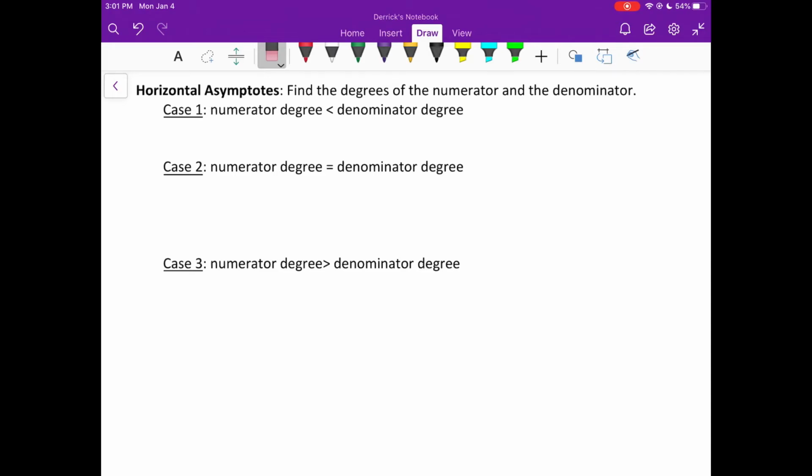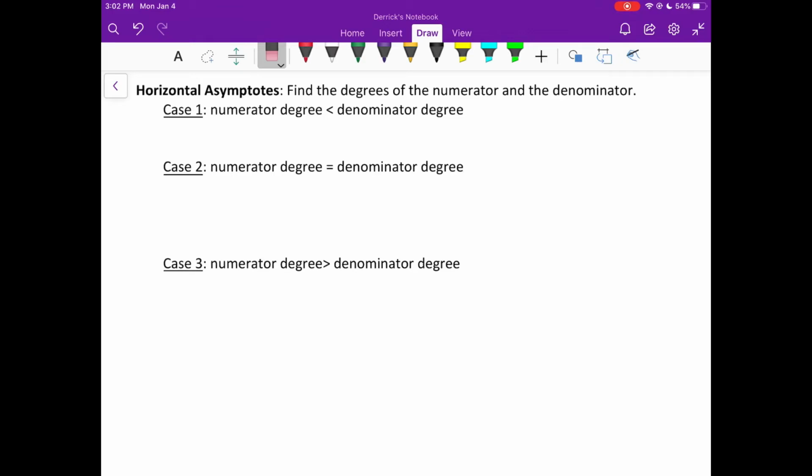As you can see from these definitions, the first thing you're going to want to do is find the degree of the numerator and the degree of the denominator, meaning top and bottom. Remember, we've talked about degree before. Degree is the highest exponent on your variable. And you are going to look at the numerator and denominator of the fraction separately, as if they're two separate pieces.